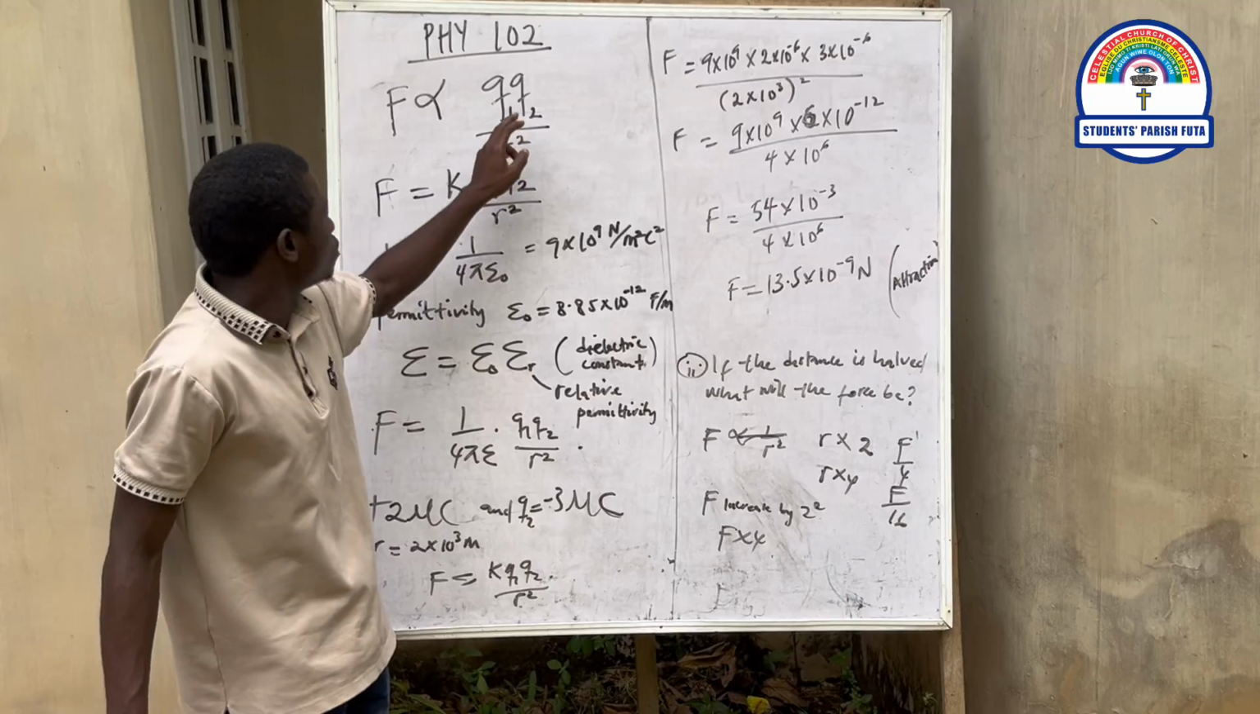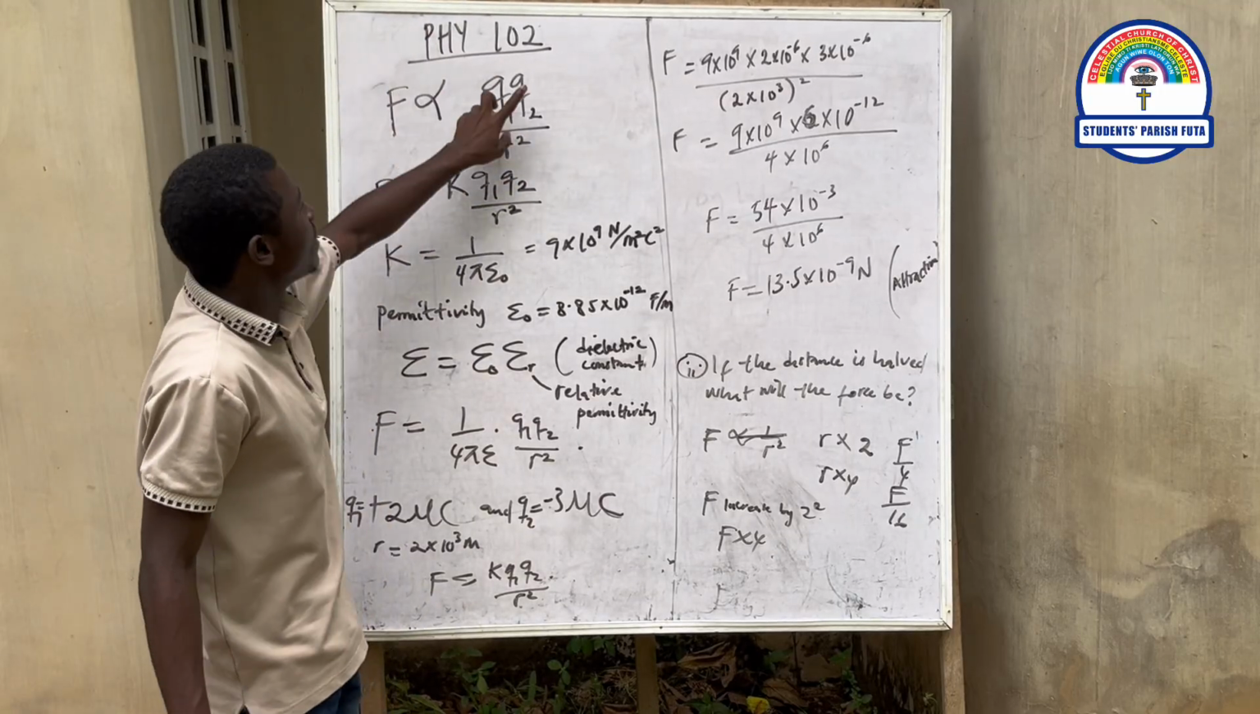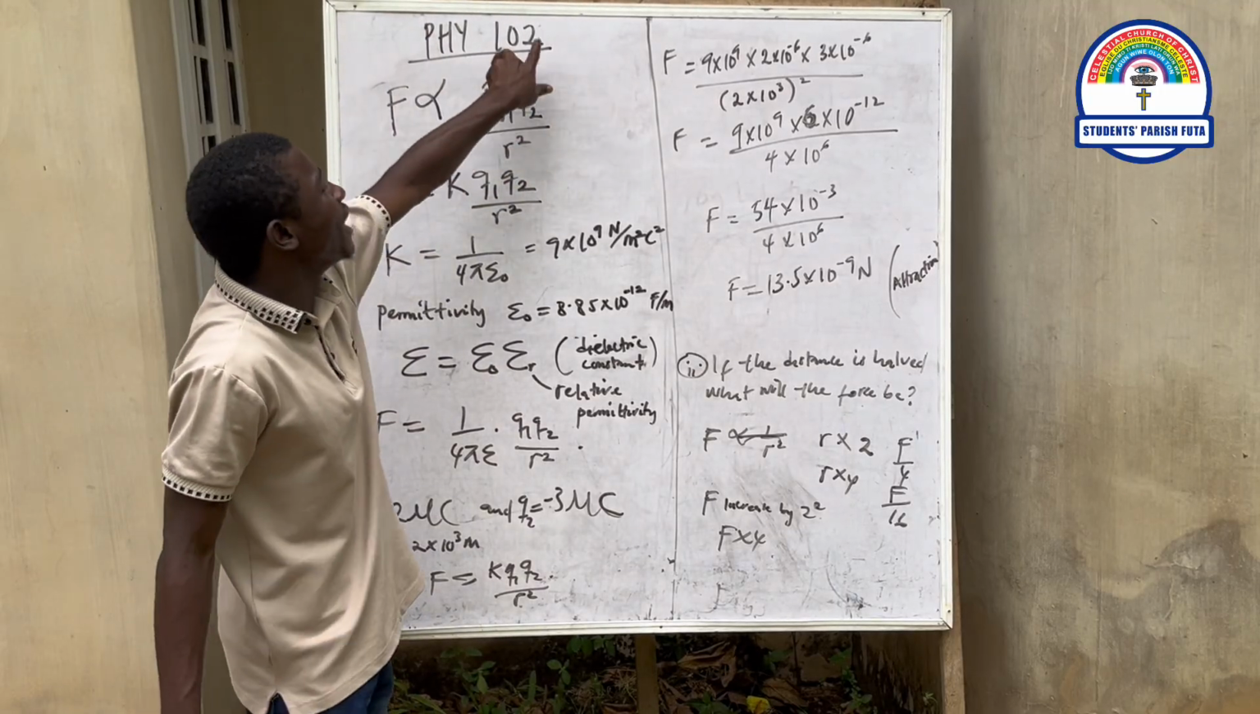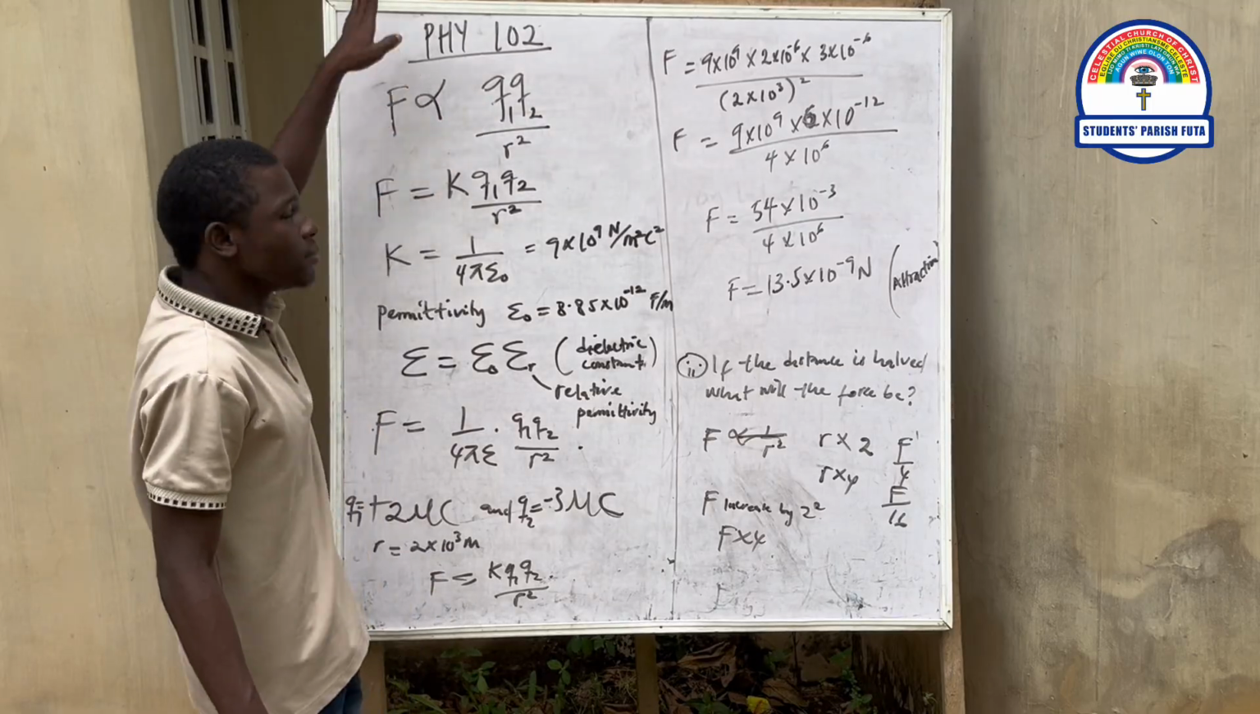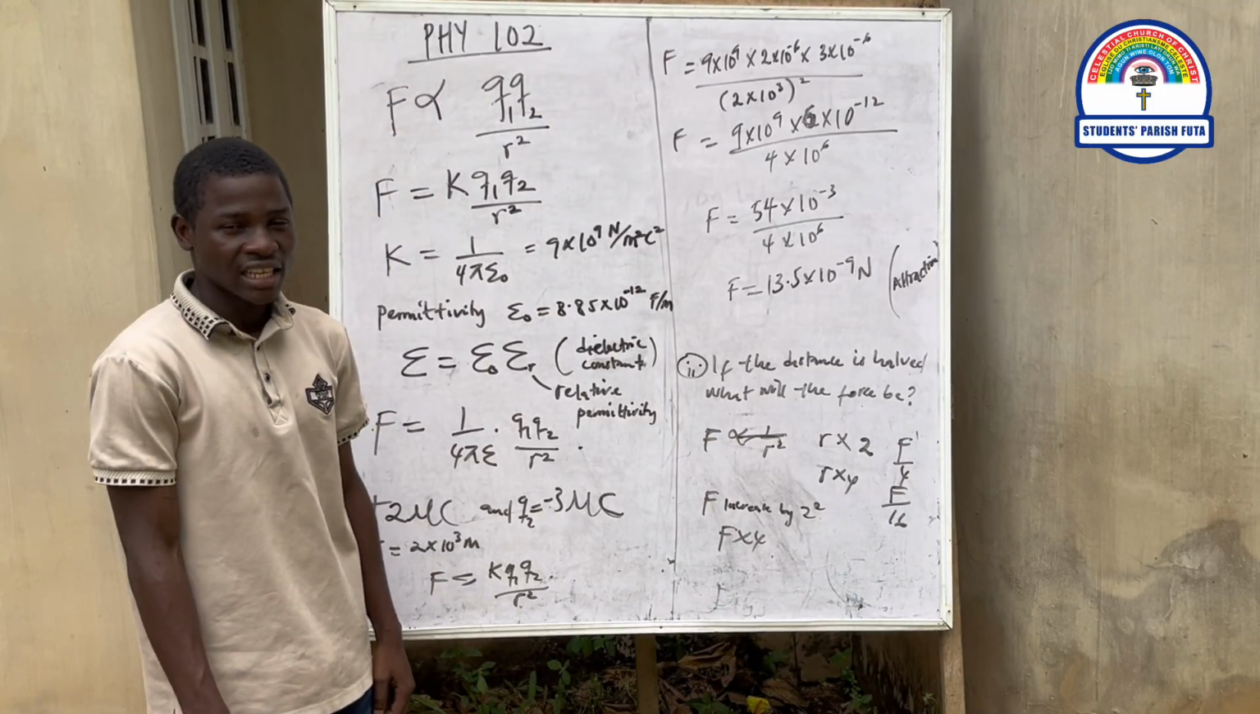So it is directly proportional. If I increase this by 2, the force increases by 2. If I increase this by 2, the force increases by 2. If I increase both by 2, that is 2 times 2, so I'm increasing my force by 4. Do we all get that? Are you good to go?